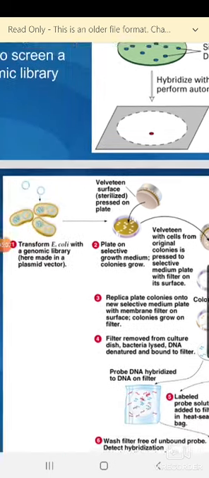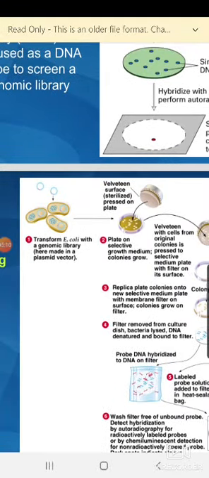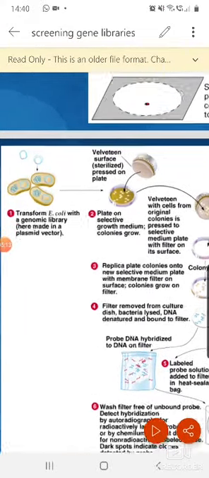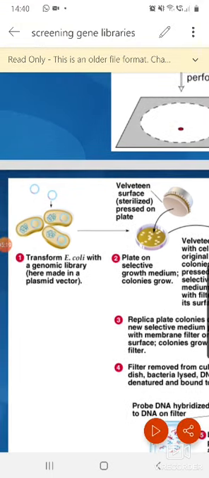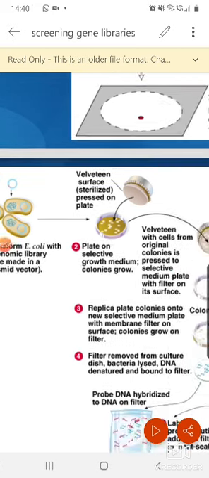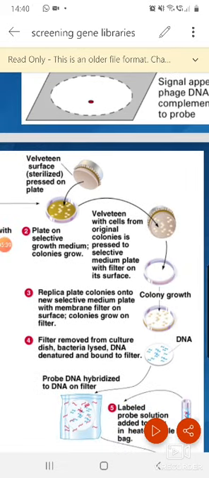Okay. So the next screening process is in the bacterial cell. The same thing, I want to tell you in a different way. This is your gene of interest. This is the vector where I inserted it, transformed with a genomic library made in a plasmid vector. Now this is replica plating. The sterilized velveteen surface is pressed on the plate. This is the master plate where your bacteria had grown, plated on selective growth media, and colonies grown. Next, we are doing a replica plate. Velveteen with cells from the original colonies is pressed to a selective medium plate with a filter on its surface.